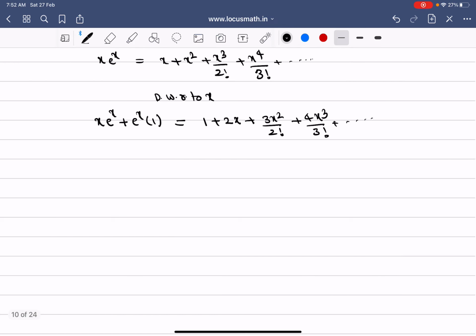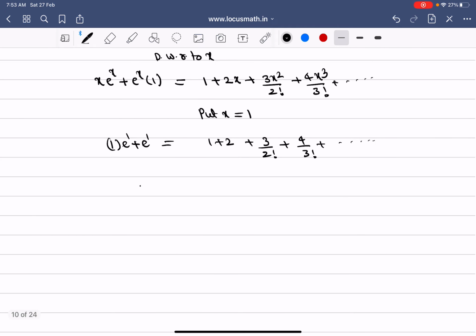Now in this expansion, put x equal to 1. So with this substitution, you will get here 1 into e power 1 plus e power 1 is equal to 1 plus 2 plus 3 by 2 factorial plus 4 by 3 factorial plus etc.